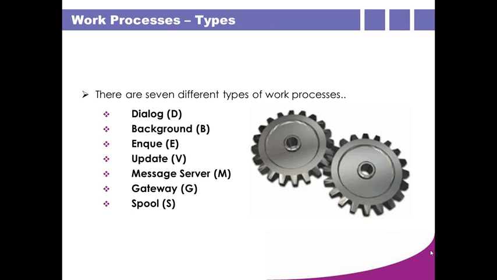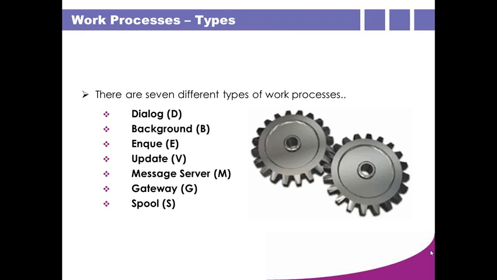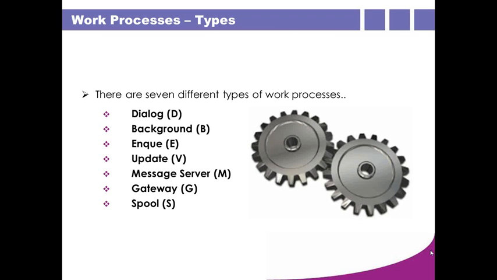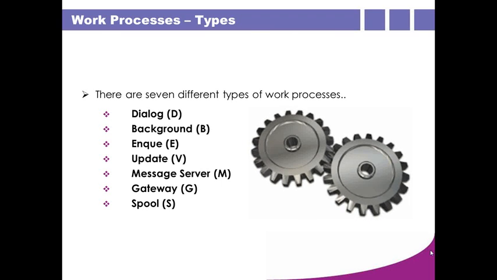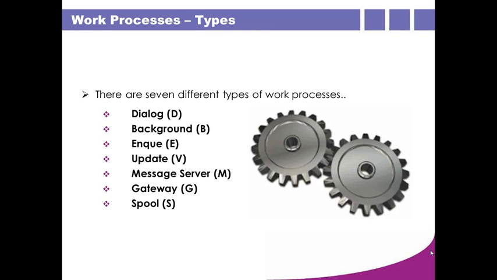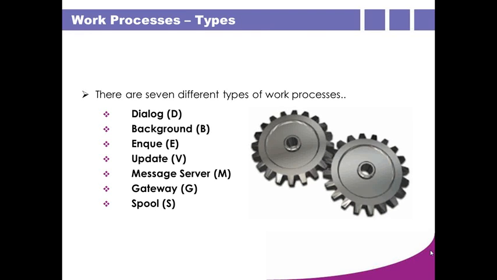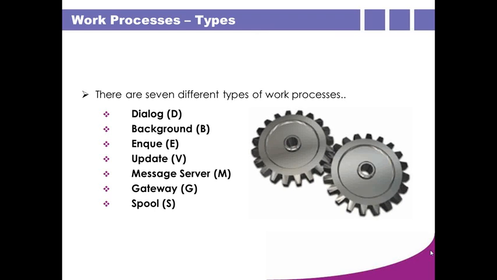The types are: dialog work process, background work process, enqueue work process, update work process, message server, gateway, and spool. We have different types of work process for different purposes, not for the same purpose. We will see that now. Before that, a work process is a task handler, which handles your request and the task given. It only takes care of your request going to the database. For example, like a waiter in a restaurant, he takes your order, serves water, serves food, serves the bill and everything. Without him, you can't have dinner at the restaurant. In the same way, work process.